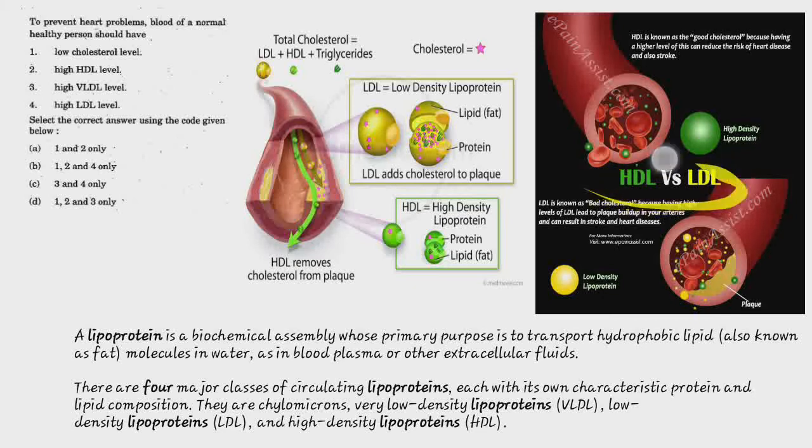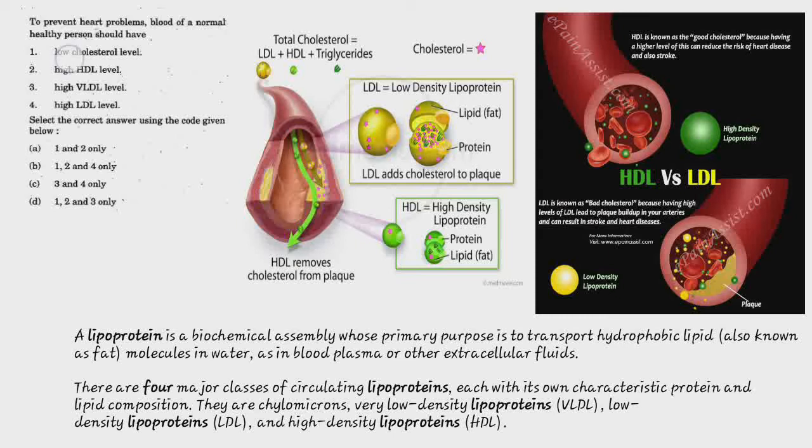Now this HDL, high density lipoprotein, is known as the good cholesterol because having a higher level of HDL reduces the risk of heart diseases and also strokes. And LDL, that is low density lipoprotein, is known as bad cholesterol because having a high level of LDL leads to plaque building in your arteries that can result in stroke and heart diseases. So you have to remember that high density lipoproteins are good.